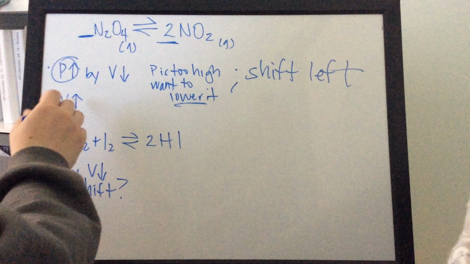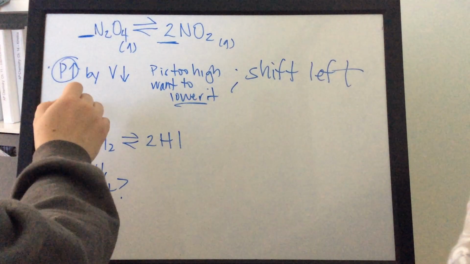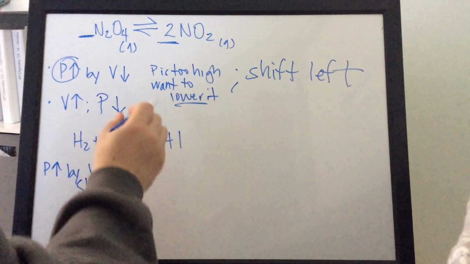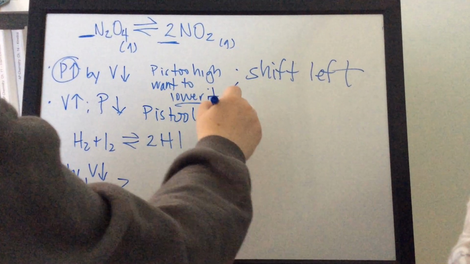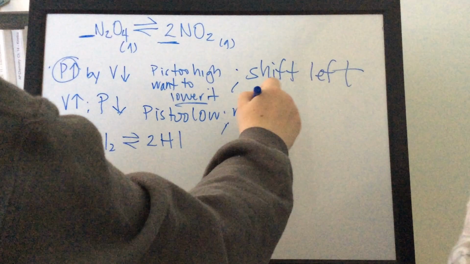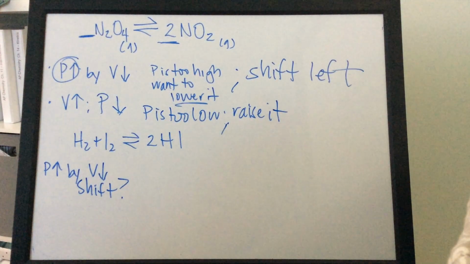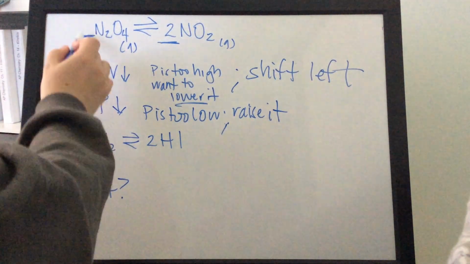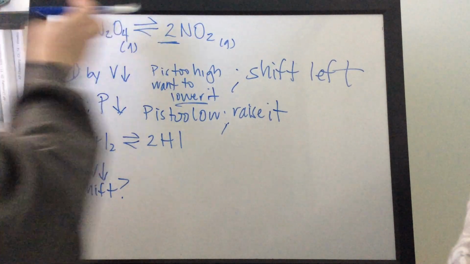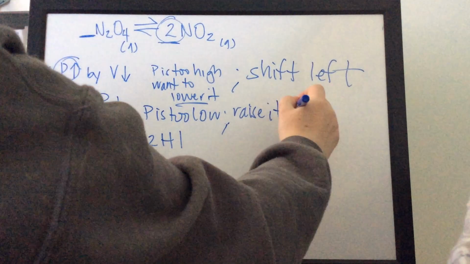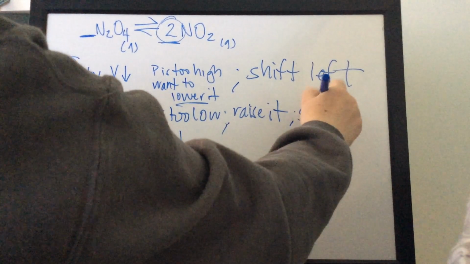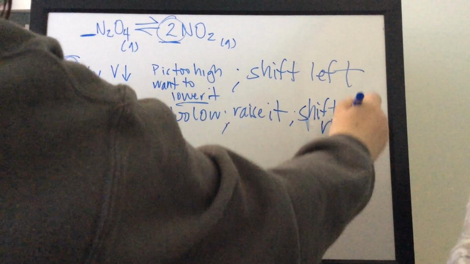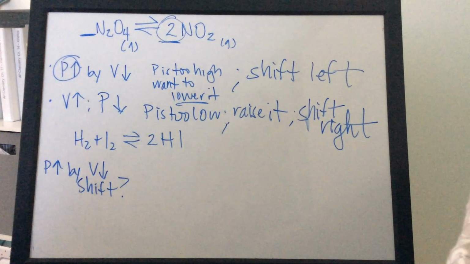And then the opposite's going to be true if the volume increases. That means the pressure decreases. In this second example, P is too low, right? We want to raise it. And so the only way we're going to raise that pressure is if instead of shifting to the side with 1 mole, we shift to the side with 2 moles. And so we would shift, I can't spell today. We would shift to the right in this case.